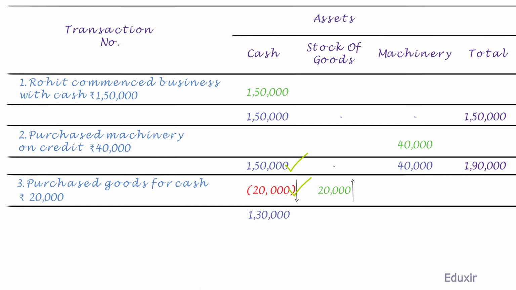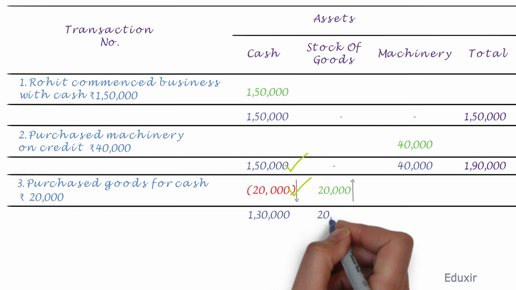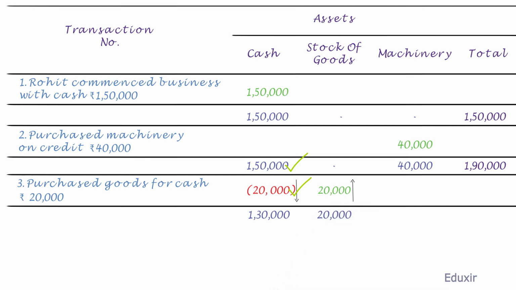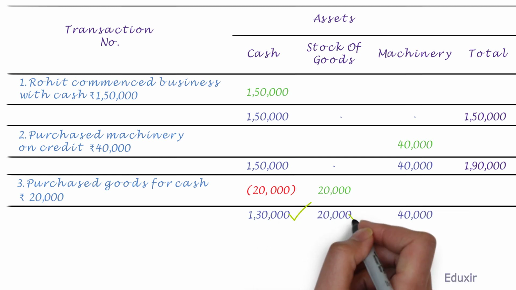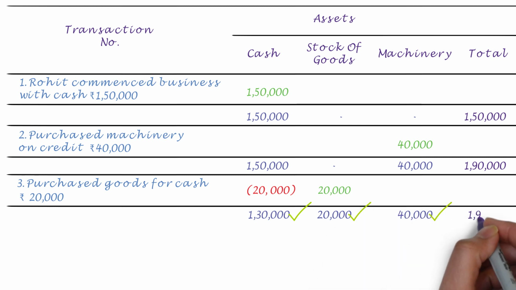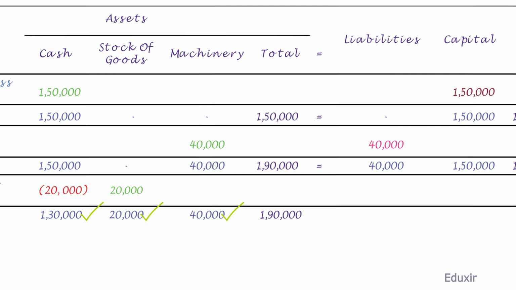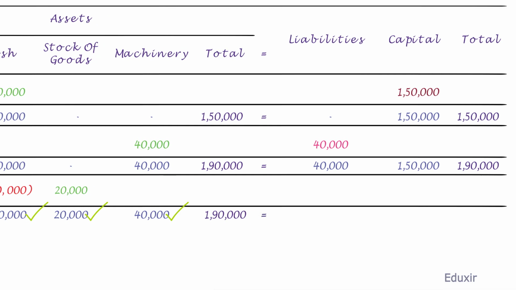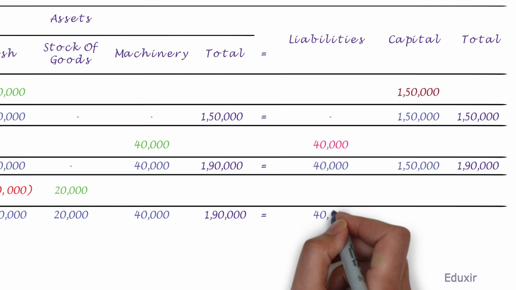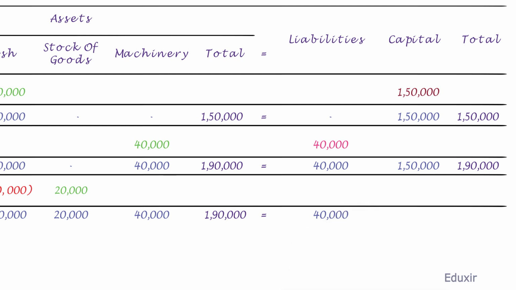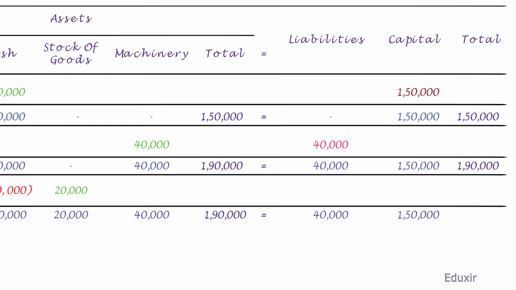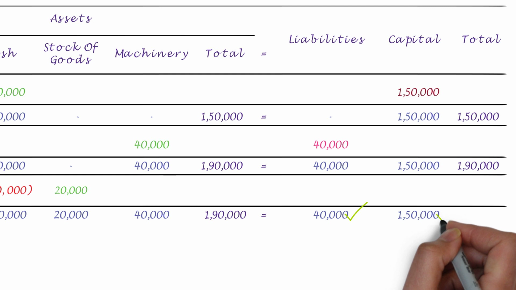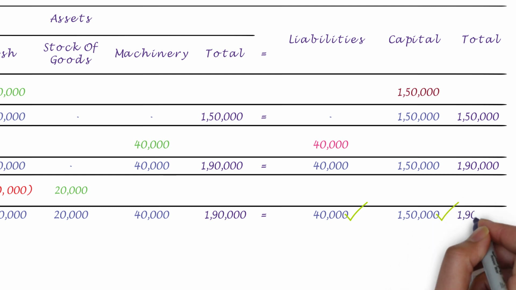The business now has a stock of goods worth of 20,000 rupees introduced. There is no change in the machinery and it will still be 40,000 rupees. The total of all the assets would be 1,90,000 rupees. On the other side, the business now has a liability of 40,000 rupees. There is no change in the capital and it remains as 1,50,000 rupees. The total of the liabilities and the capital would be 1,90,000 rupees. That covers the third transaction.